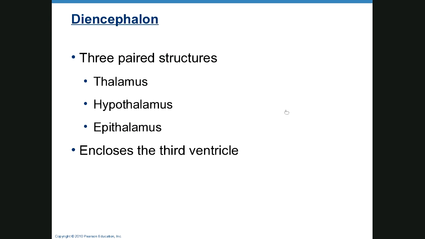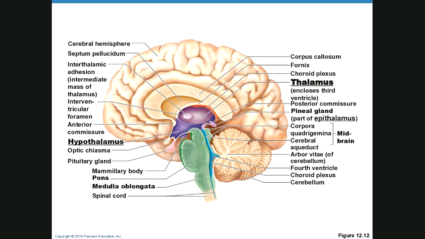The diencephalon, which consists of the thalamus, hypothalamus, and the epithalamus, enclose the third ventricle. So here we have our thalamus, this big round structure. It was very easy to see in your dissection. Hypothalamus is immediately under it. You can see the pituitary gland hanging off the infundibulum here, and your pineal gland here.